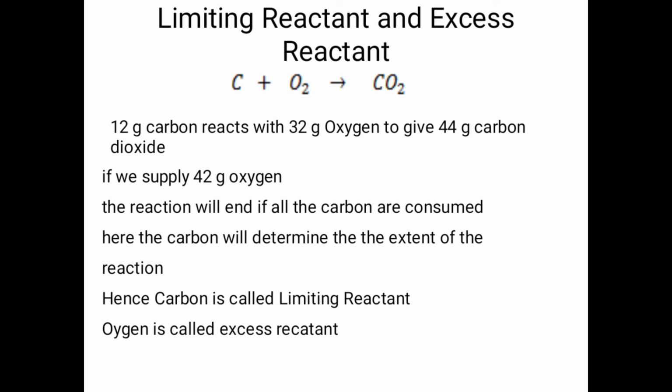So this 12 gram carbon won't be converted 100%. Some 11 gram or 11.5 gram or 10.5 gram will react. The remaining will go out as unreacted material. Therefore, all the oxygen will not be utilized to convert the 12 gram of carbon. So some quantity of oxygen will be fed into the reactor as excess reactant. Therefore, the reactant determining the extent of reaction is the limiting reactant. The other reactant is called the excess reactant.